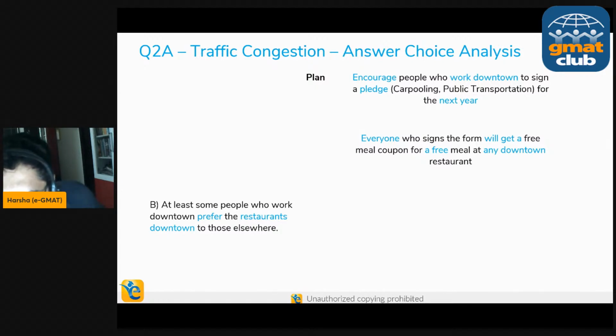Negation of at least some is none. Right. If I'm saying that at least some people will do something, the negation of that is nobody will do it.